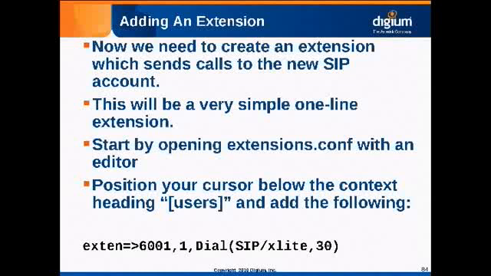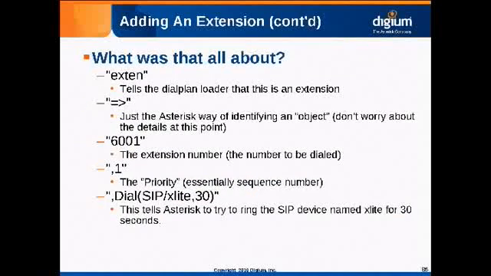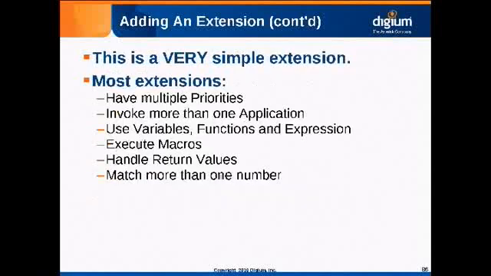And again, all the different pieces there: the word extend just says, I want to create an object of type extension. The extension number is 6001. Step number one, we call that a priority in the Asterisk dial plan language. And then the dial application, here are some things that we pass to the dial plan application. Okay? And every application is going to be different in what things you pass to it as parameters. And we'll get into some examples of this.